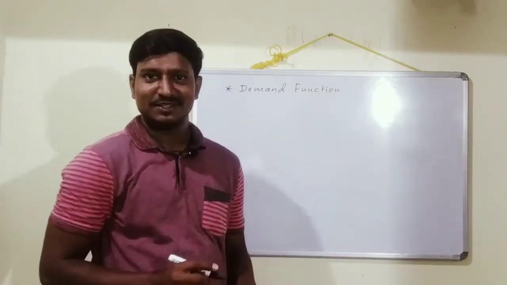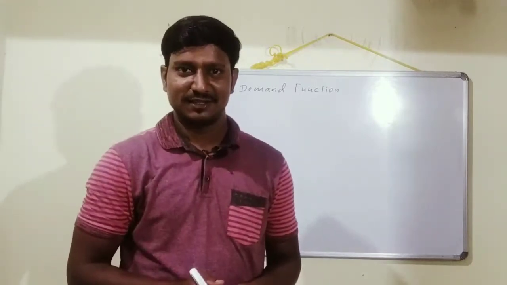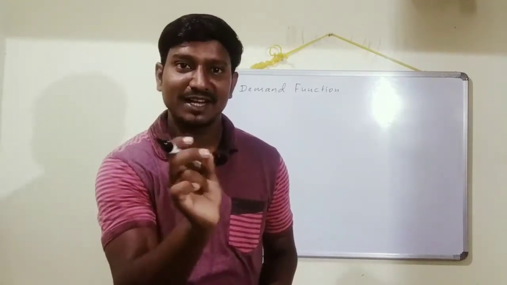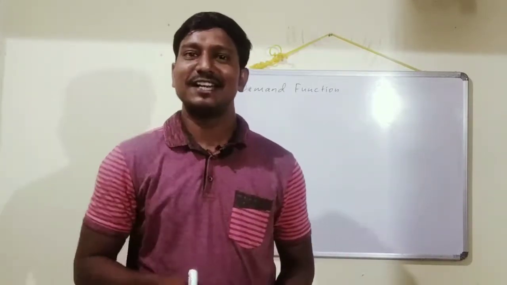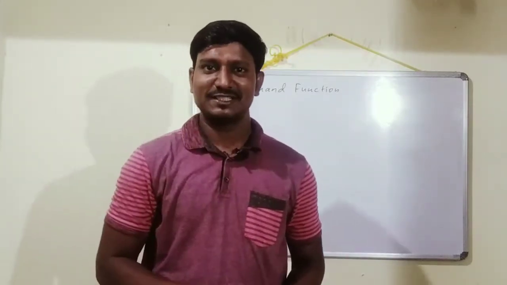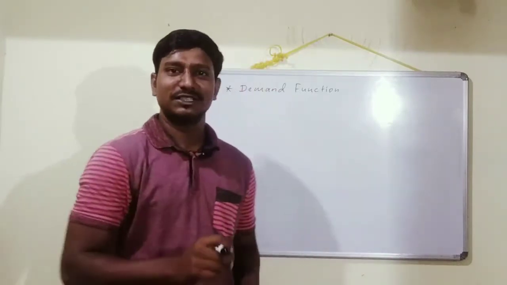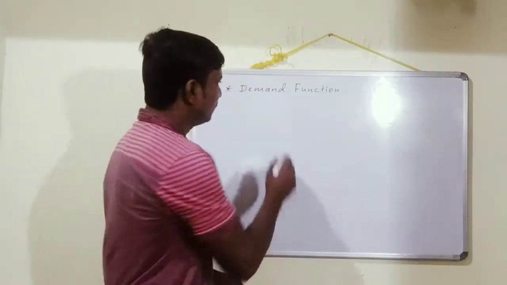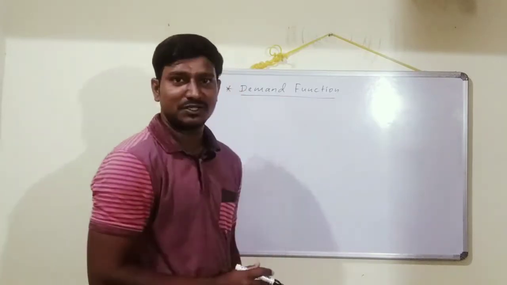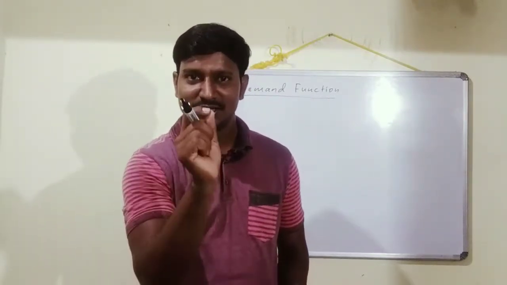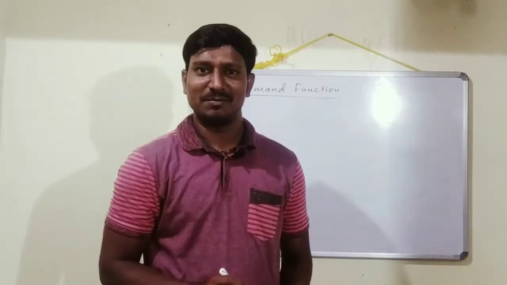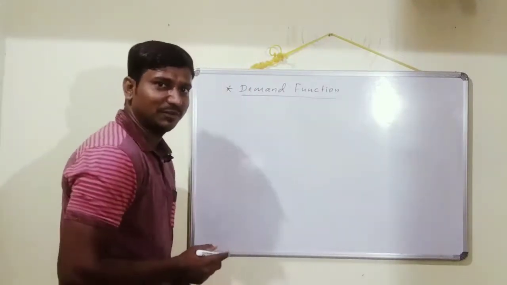Demand function. So what is this demand function? Demand function is the functional relationship between, on one side, quantity demand, and on the other side, the determinants of demand. In the last class we already discussed the determinants of demand clearly, right? Here we are going to see the quantitative or functional relationship between demand and determinants of demand.